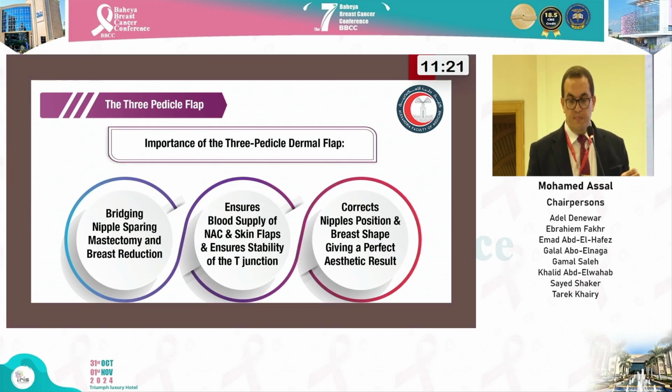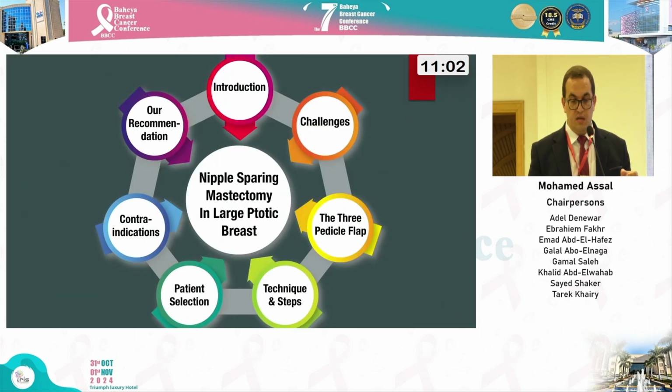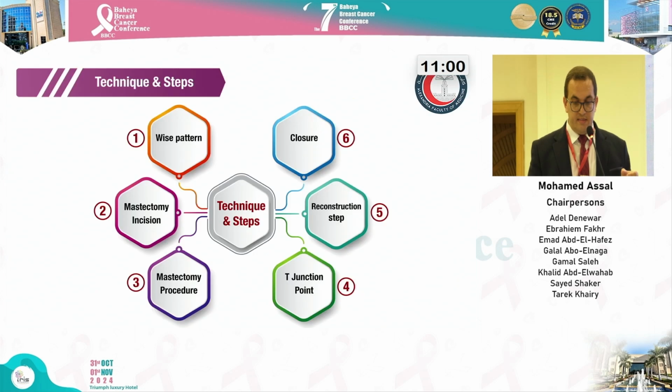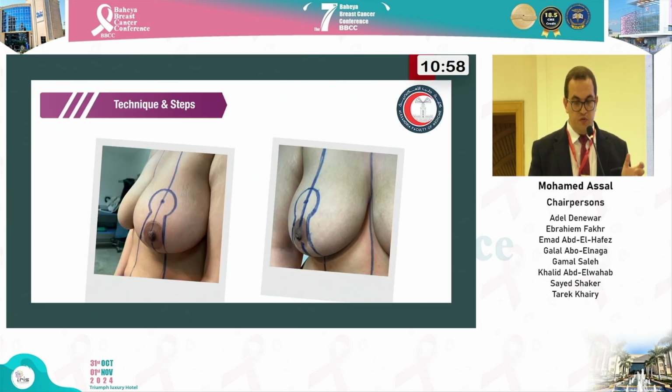Importance of the 3 pedicle dermal flap nipple sparing mastectomy. Number 1, bridging nipple sparing mastectomy and breast reduction, ensuring blood supply of the nipple areola complex and the skin flaps, and ensuring the stability of the T-junction, correcting the position of the nipple, better breast shape, and the perfect aesthetic outcome. Steps, techniques. First of all, wise pattern technique, all of us know it.